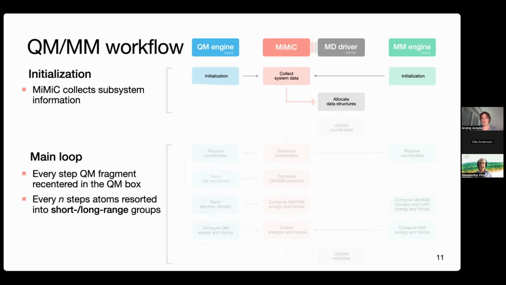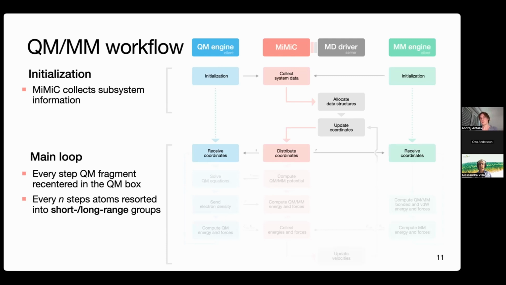Once we are set to go, we get to the main MD loop. And in that one, we always start with updating the coordinates of the system. Once we have a new set of coordinates, MiMiC will transfer these respective coordinates to the individual client programs, or external programs, MM and QM.